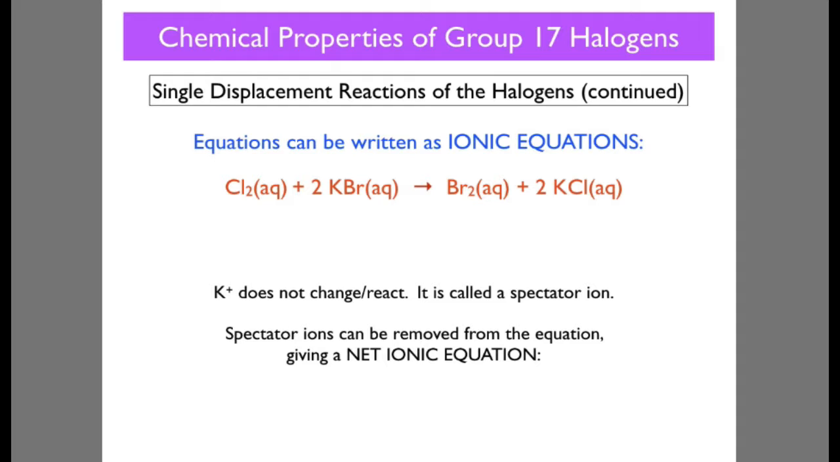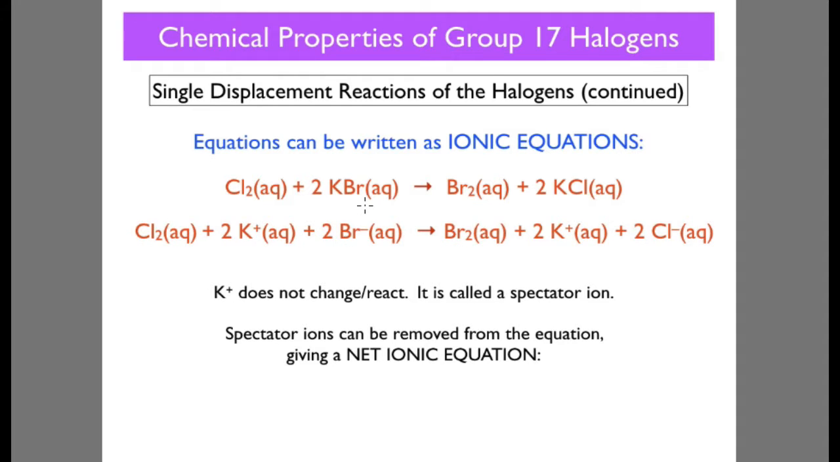The single displacement reactions of the halogens continued. Equations can be written as ionic equations. You can see here the normal equation shows the bromide ion ionically bonded to the potassium here. You can't separate that out though, so the chlorine still looks the same, but you're writing the cation and anion separately. The potassium does not change or react at all. You can see it's 2K+ here and it's 2K+ here. It's called a spectator ion.